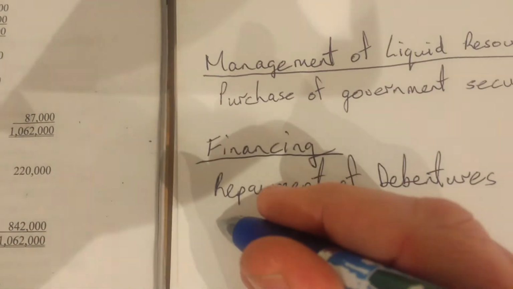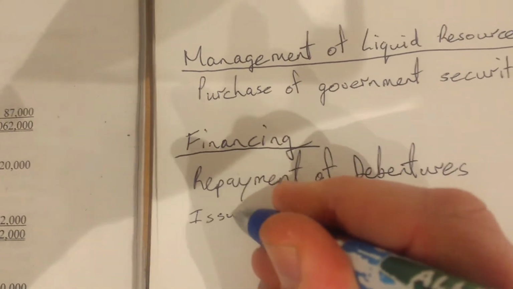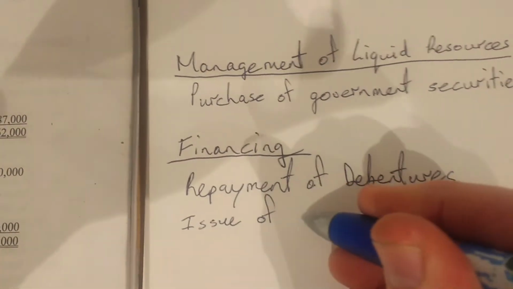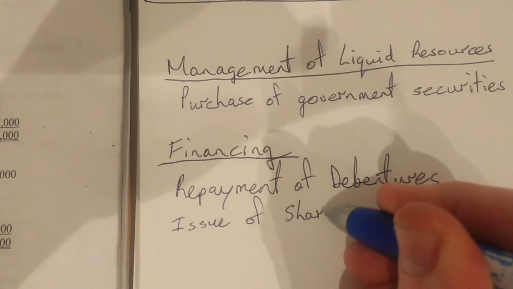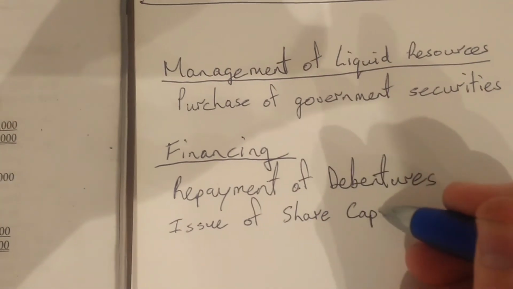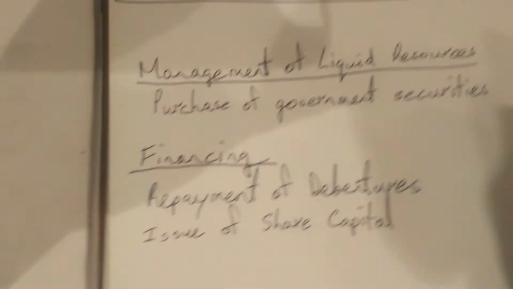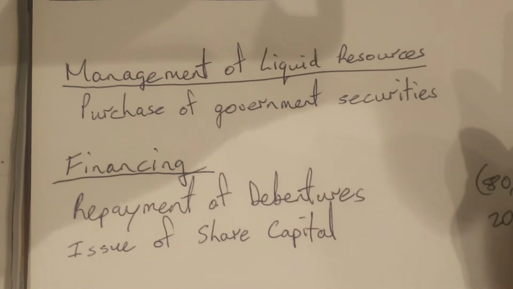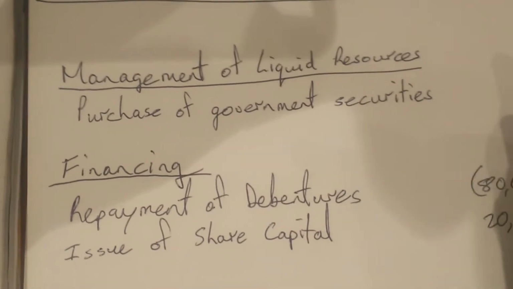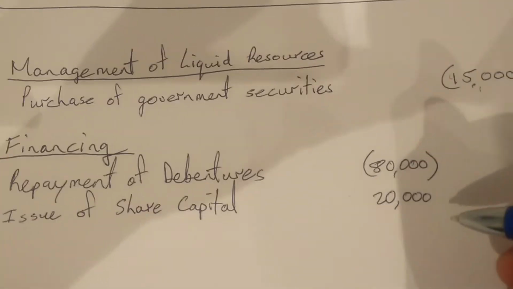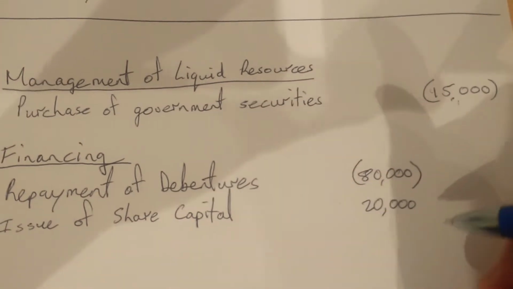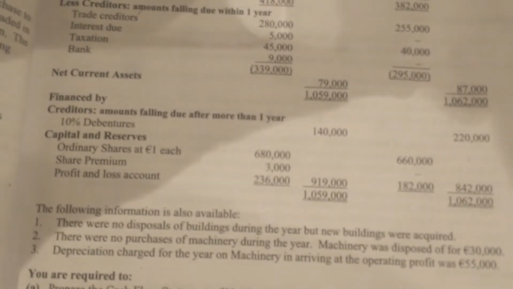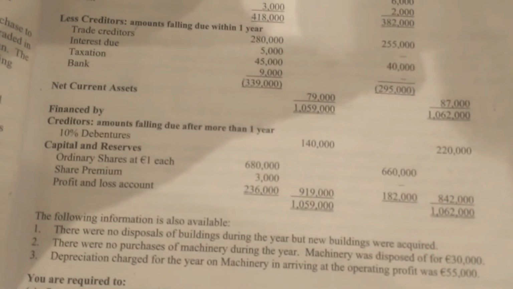So we say here again, issue of ordinary share capital, or of share capital, and we said 20,000, wasn't it? And if you're issuing shares or selling shares, then that's money coming in, so that's going to be a plus 20,000 there.